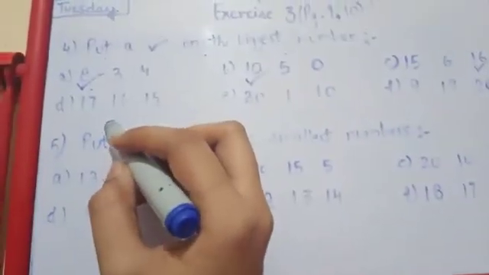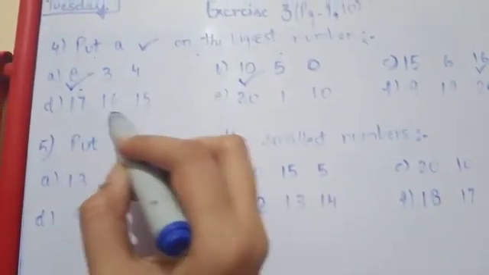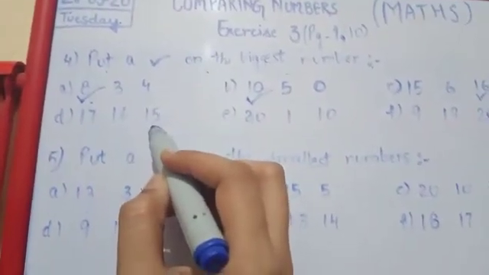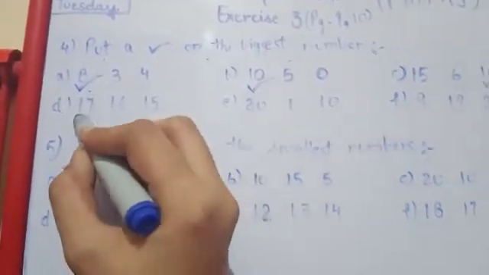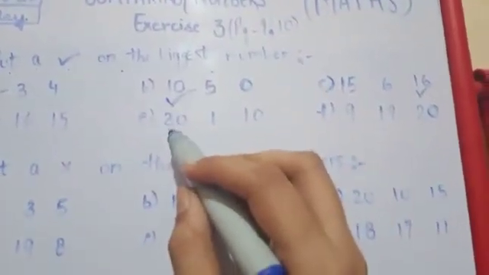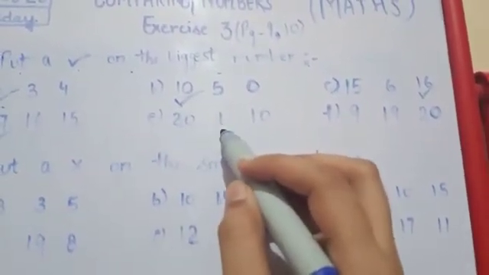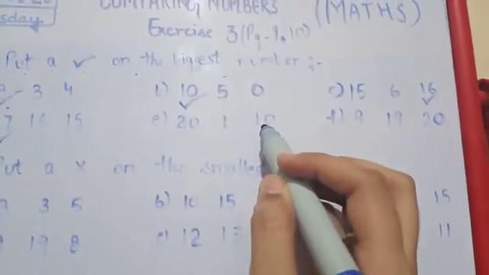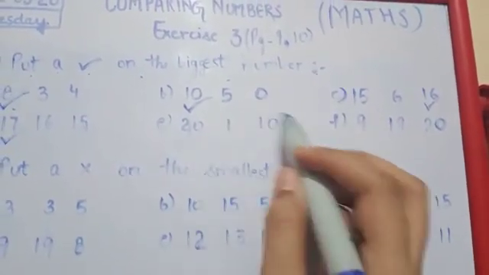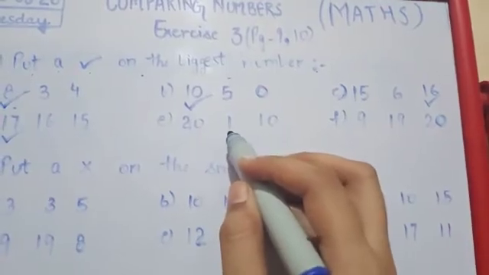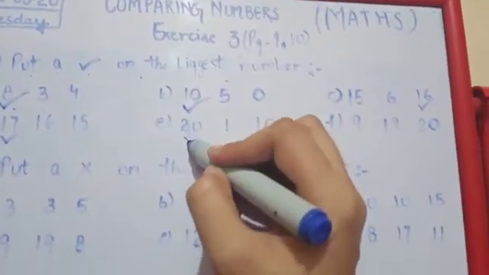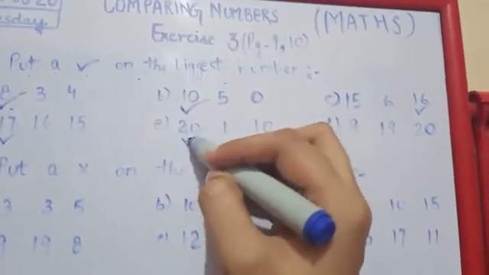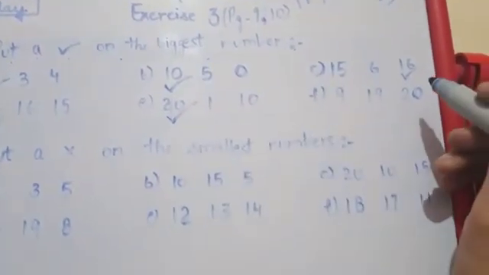Now come on part D. 17, 16 and 15. Which is the biggest number in these 3? Yes, 17. Now come on part E. 20, 1 and 10. Which is the biggest number in these 3? 1? No. It is the smallest in these 3. Yes, 20. 20 is the biggest number. So you will put tick on 20.